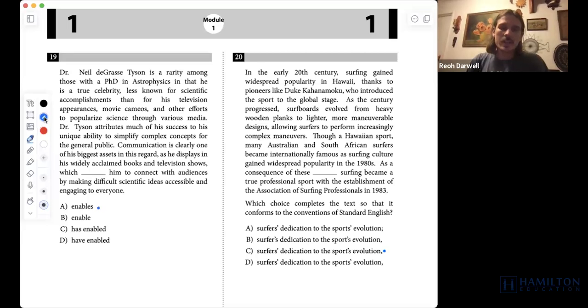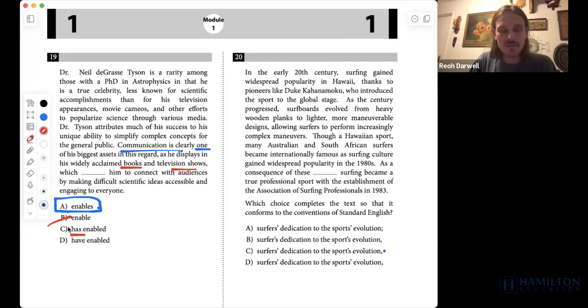All right, so question 19 is a subject verb agreement question. So we would need to find basically what our noun is and what verb we're using with it. So our noun is communication, one, right? And then our verb is coming here. So communication being singular means that we need to put it in the singular form, meaning communication enables, right? If you chose B, you maybe are thinking books and television shows enable him to connect with audiences, but that's not what enables him. Communication enables him, right?